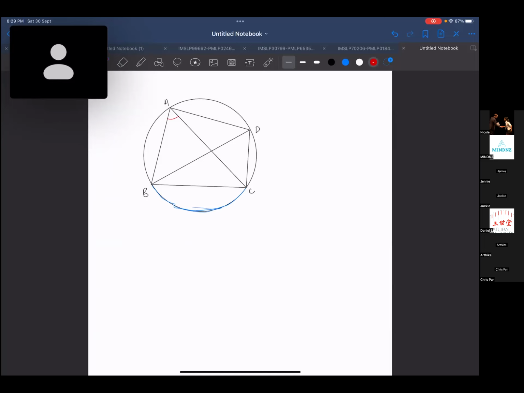So we're just trying to find out which angle BAC is equal to based on which arc it's subtending. Okay, so BAC subtends arc BC. So we just want to find another angle that also subtends the same arc, and that would be our answer because they must be equal.